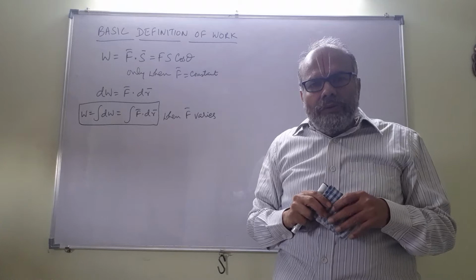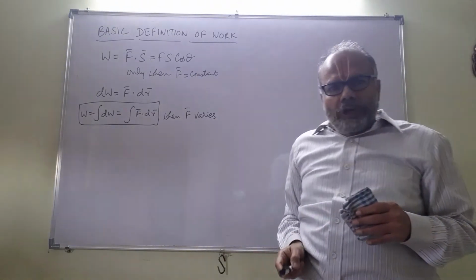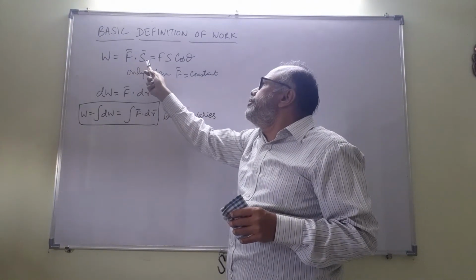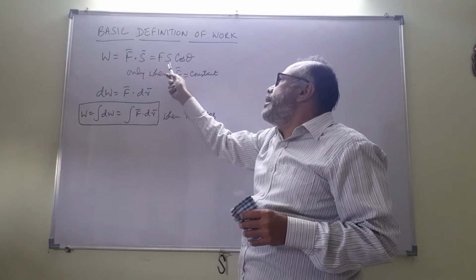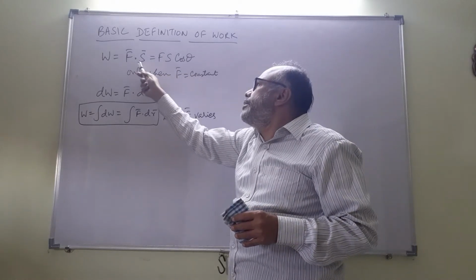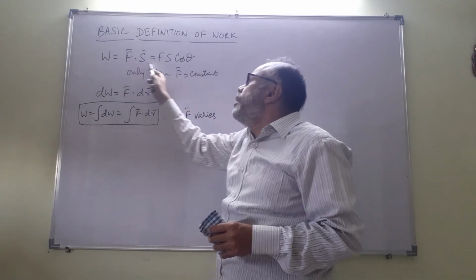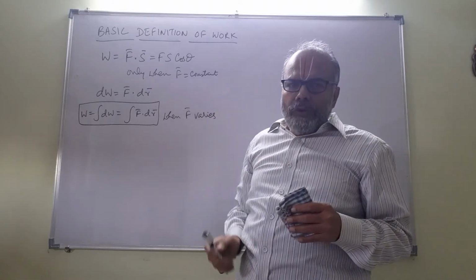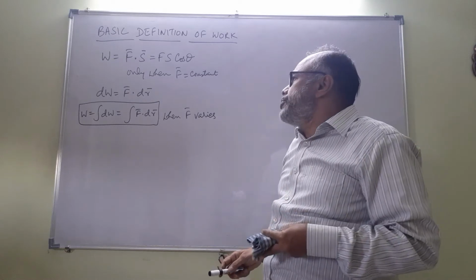In this video, we wish to see what is the basic definition of work. We know work is the dot product of force and displacement, which is nothing but the magnitude of force into the magnitude of displacement into the cosine of the angle between the force and the displacement. This formula is valid only when the force is constant. That is, the magnitude of the force should be constant and its direction should also be constant.